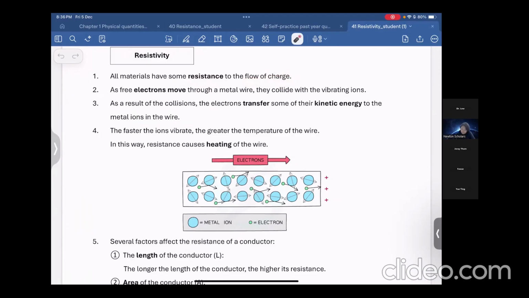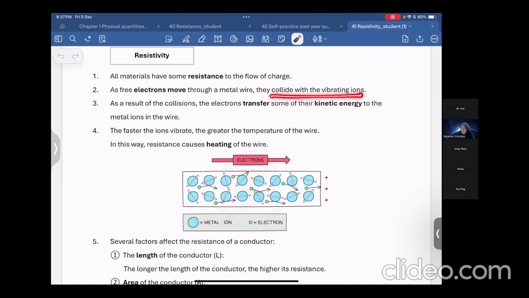As the free electrons move, they will collide with the vibrating ions. So this is the vibrating ion. We're not calling it an atom because it has lost electrons, so it becomes an ion. Here, the small one is the electron. So the electron moves, and when they move, they collide. They move, they collide. Move, then they collide.